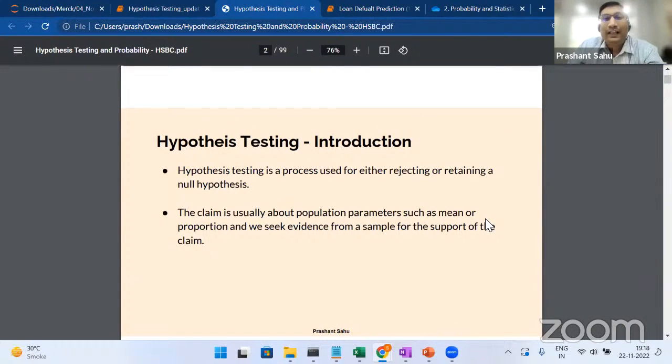Normally, the claim has to be made against the norm. The claim should not be obvious. So if I claim the sun rises in the east and sets in the west, do you need any hypothesis testing for this? It's not even a hypothesis. It's the truth, the ground reality. So you don't need any proof.